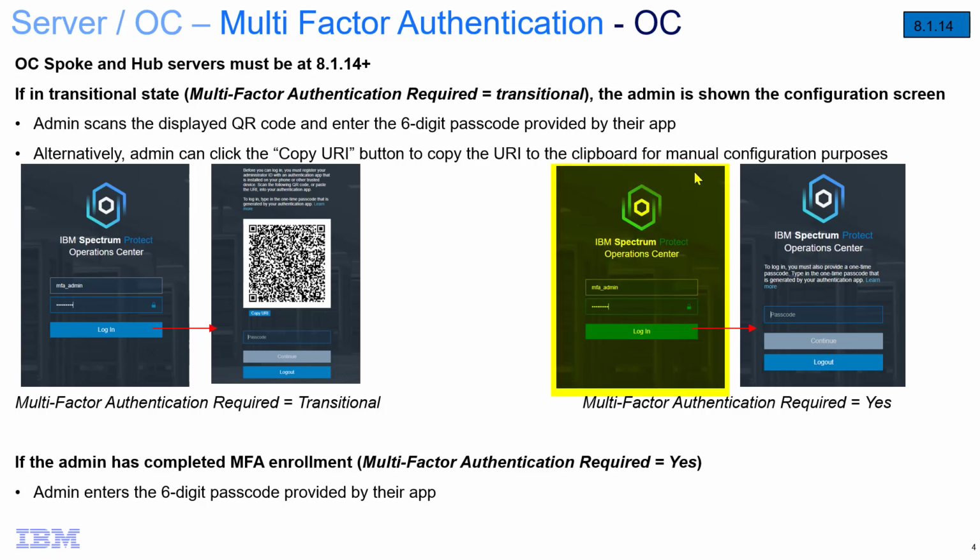The next time they log on to the Operations Center, they will once again enter their Spectrum Protect admin ID and Spectrum Protect admin password. When they click login, they'll be asked to enter a passcode. So they'll go back to that same security application, either on their desktop or phone, and get the latest, most current 6-digit code and enter it in the passcode field, and then click continue. And at that point, they'll be logged on.